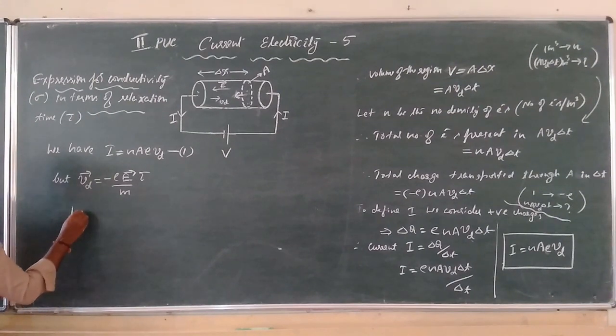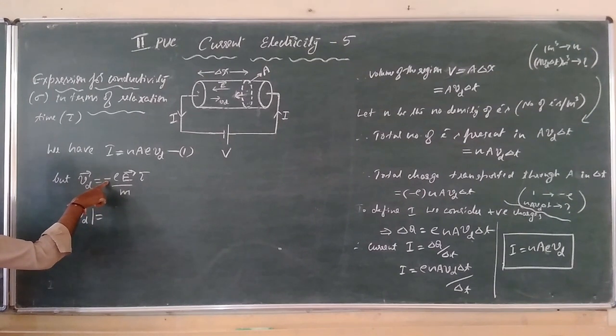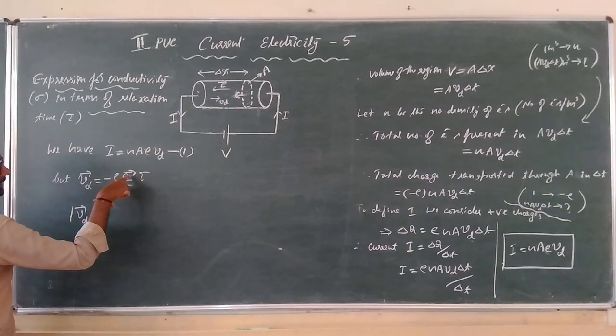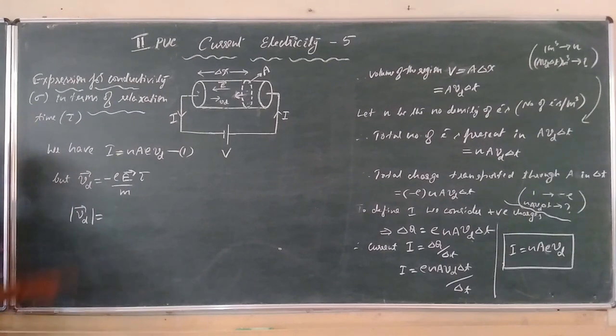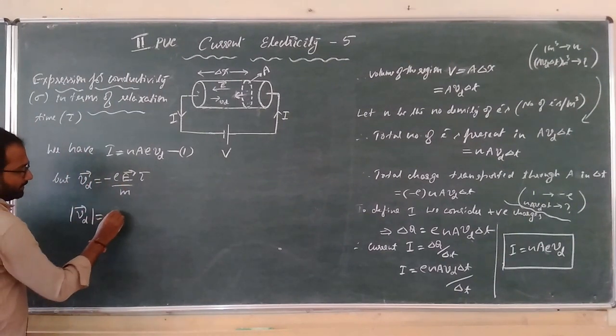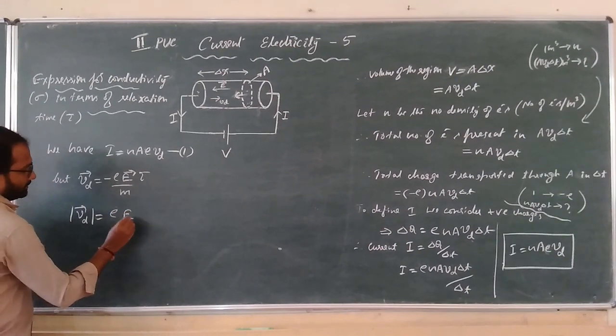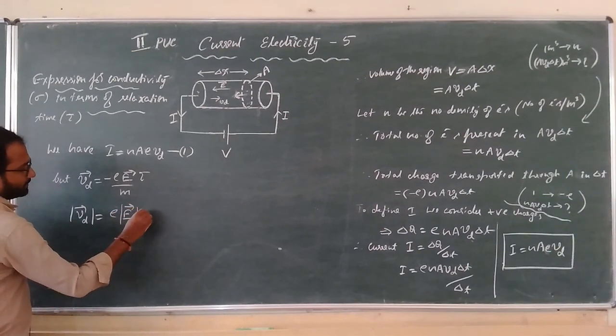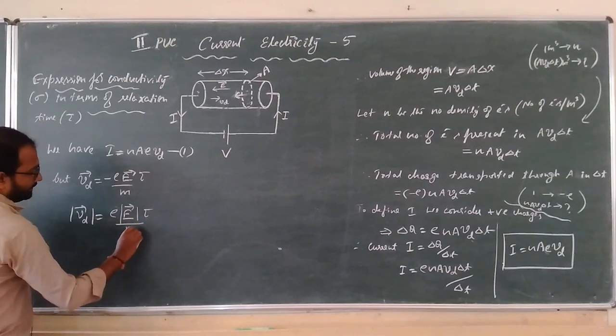The magnitude of Vd is, so the minus sign indicates that the drift velocity of the electron is opposite to the direction of the electric field. This minus is for vector E, not for small e. We are not considering the charge of the electron here. So the minus sign indicates that Vd is opposite to the electric field. Therefore, the magnitude of the drift velocity is E tau by m.